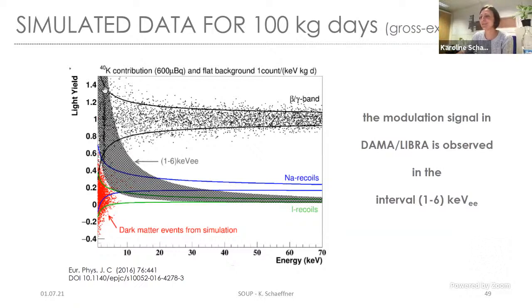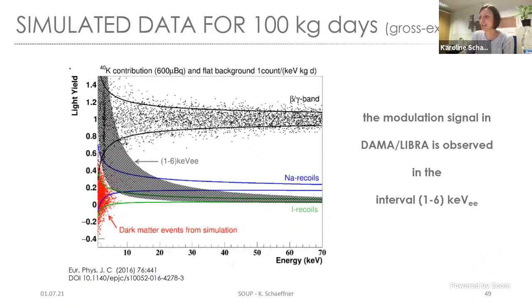So there are these bands, and then you can hang in a neutron source and look where you get your recoils of sodium and iodine. You can also combine this with a simulation, and in this way you actually can do an intrinsic neutron calibration, which tells you your quenching factors and the area you should look for nuclear recoils in your detector.